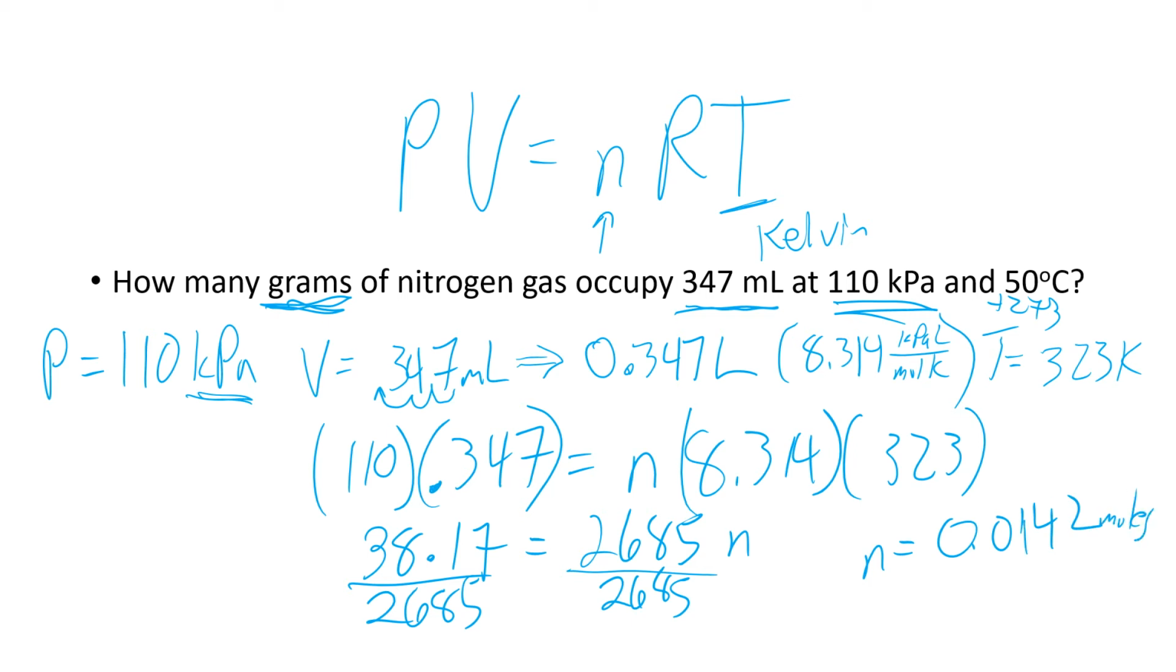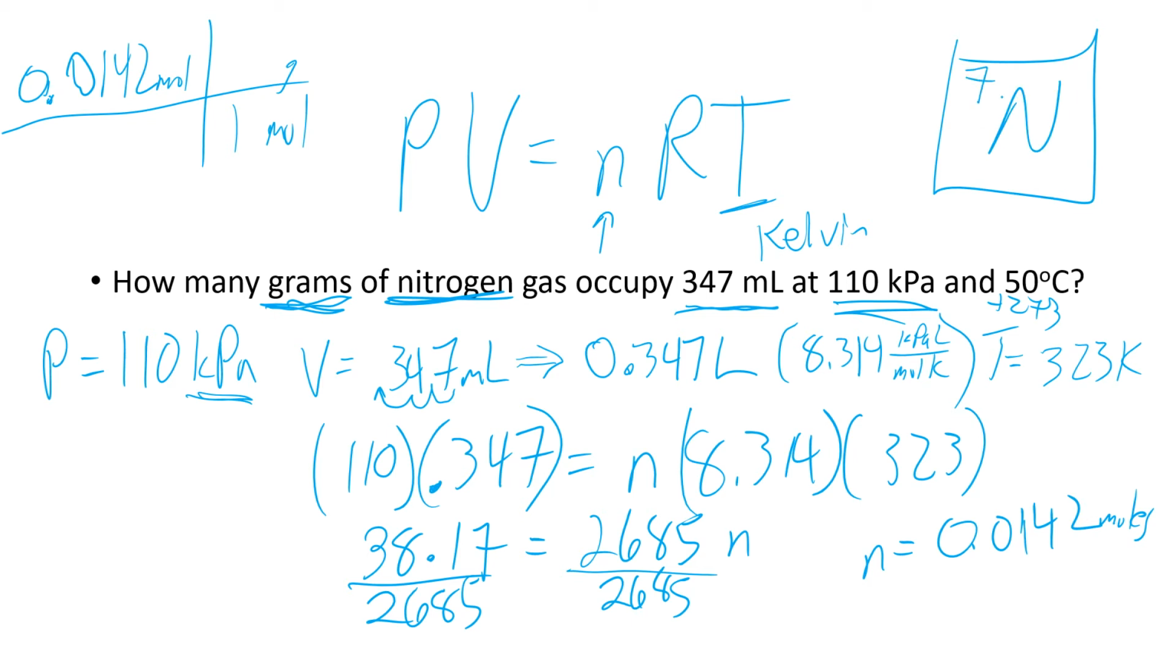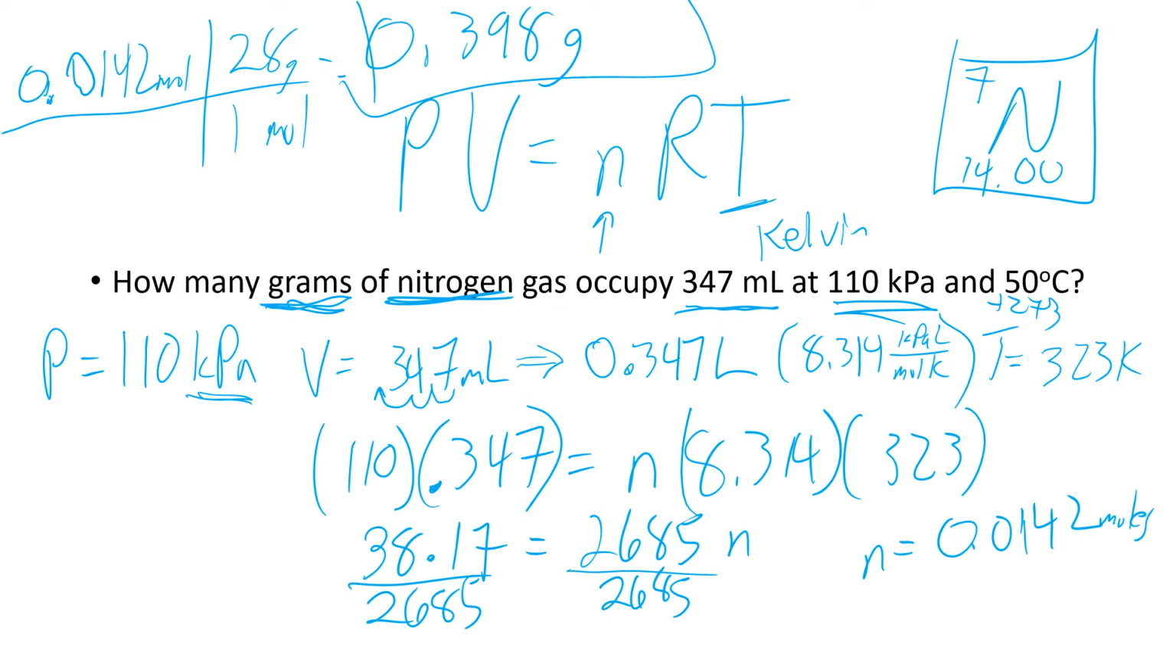And this asks for grams. So we go from moles to grams. If we have 0.0142 moles, you remember when we were betting on horses that you make it a bigger number when you want grams. So 1 mole of nitrogen, which if you go to the periodic table, nitrogen is number 7 and it weighs 14, and nitrogen is a diatomic, so that would be 28 grams for 1 mole. So 0.0142 times 28, the answer here is 0.398 grams or 398 milligrams. There's your answer.